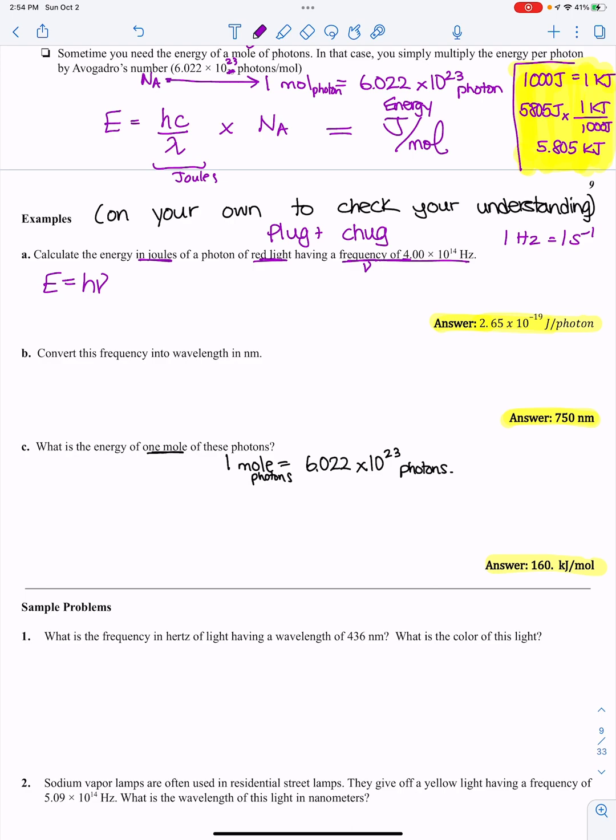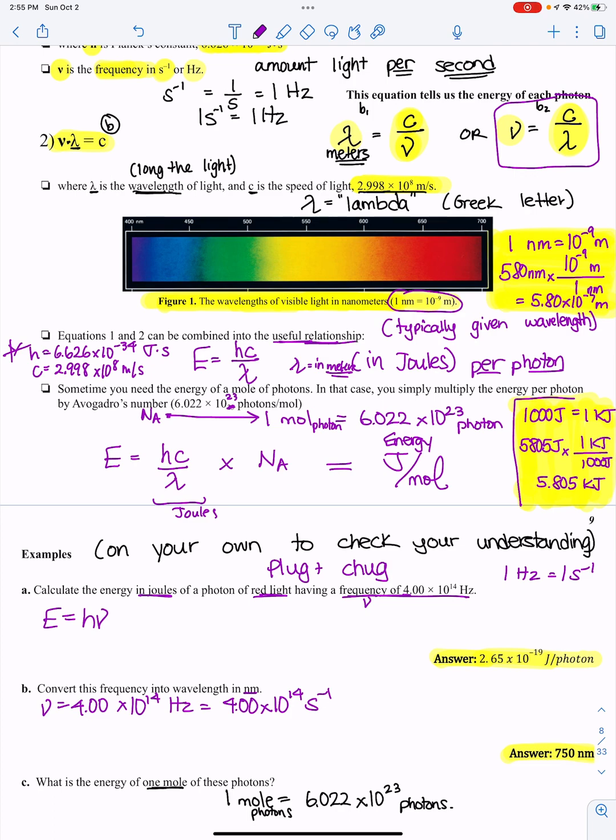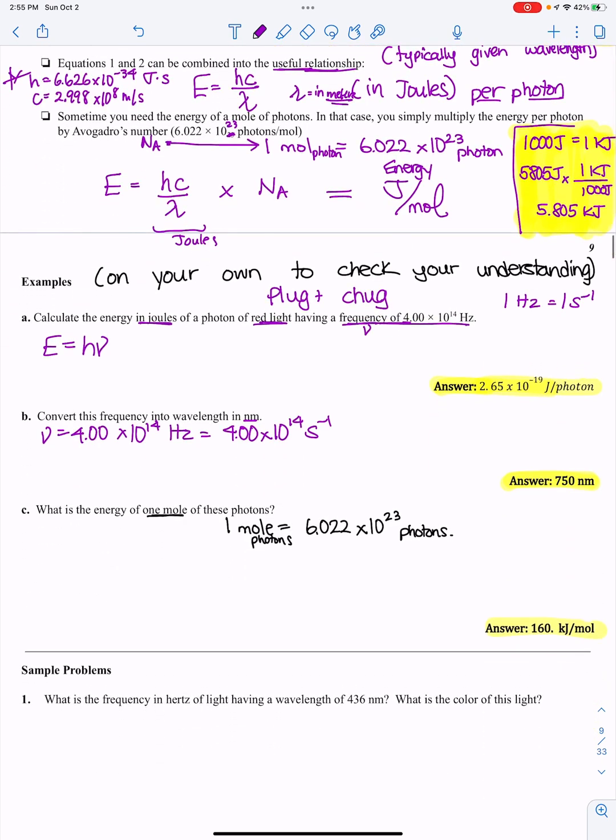It says convert this frequency into wavelength. So it wants the frequency, which is nu, 4.00 times 10 to the 14th hertz, which is the same thing as 4.00 times 10 to the 14th per second. Convert it into wavelength in nanometers. Well, the equation I have to use, if I take my speed of light right here and divide it by the frequency, I'll get my wavelength in meters. So if I want my wavelength, it's going to be the speed of light, divided by my frequency here. And then I have to do another step.